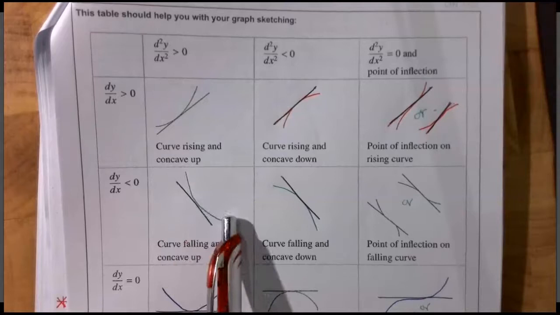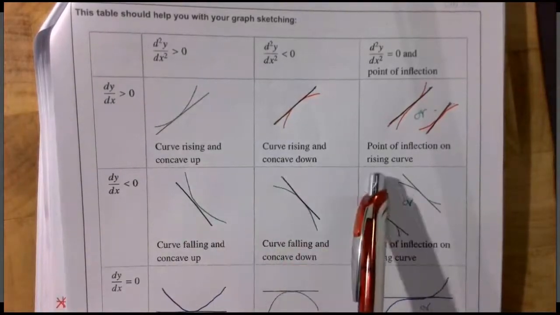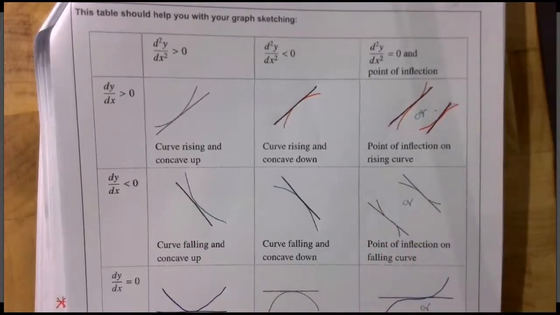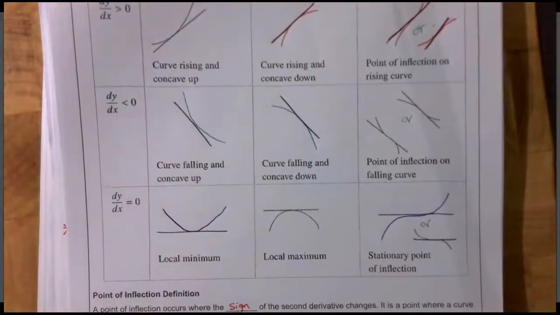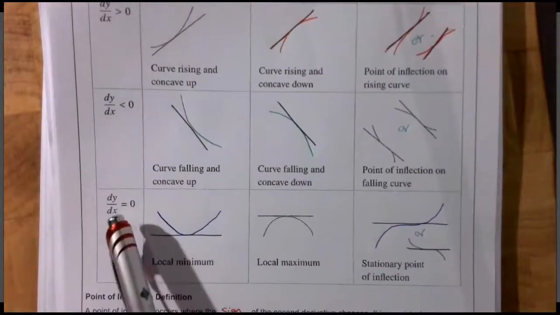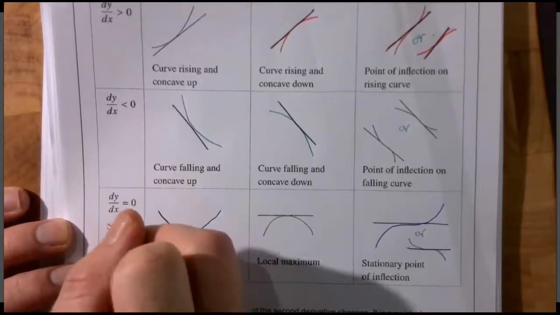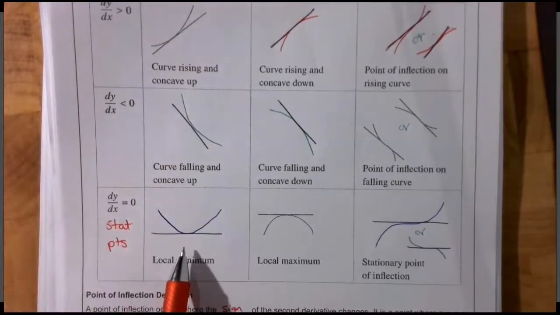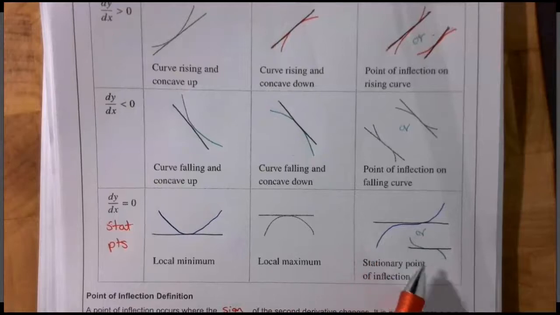This is a concave up function sloping down, this is a concave down function sloping down, and then we have 2 options still for the point of inflection depending on which way we're moving. And then actually that extends also to the case where we have stationary points. So stationary points, when dy by dx is equal to 0, we can have a local minimum, a local maximum, or 2 different stationary points of inflection.